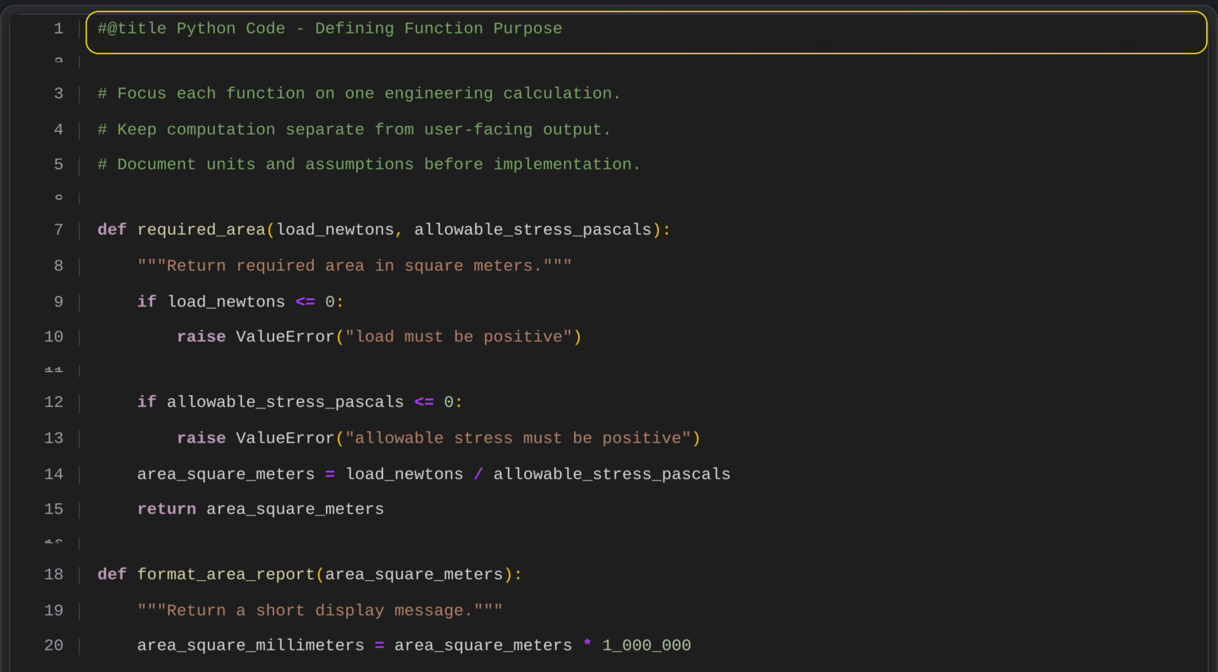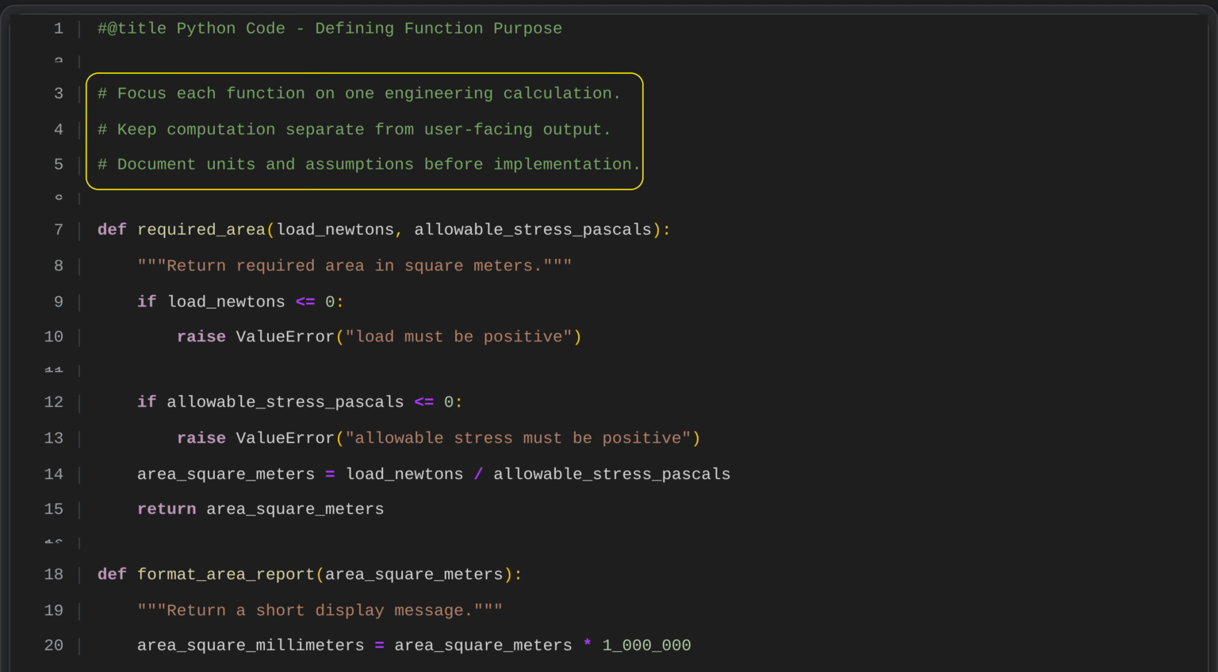Python code. Defining function purpose. Design each function to handle one engineering calculation, and keep the calculation logic separate from anything shown to the user. Before implementing, clearly document the units being used and any assumptions behind the work.